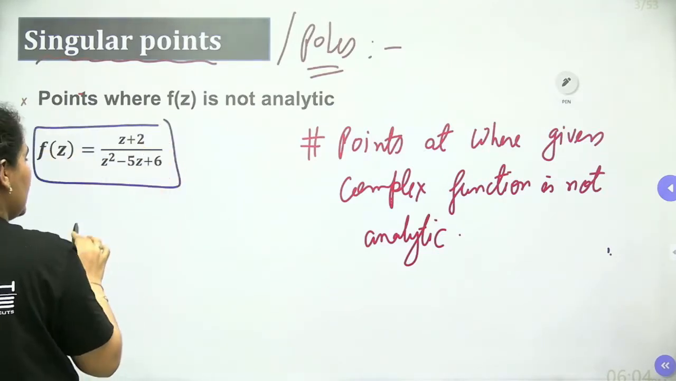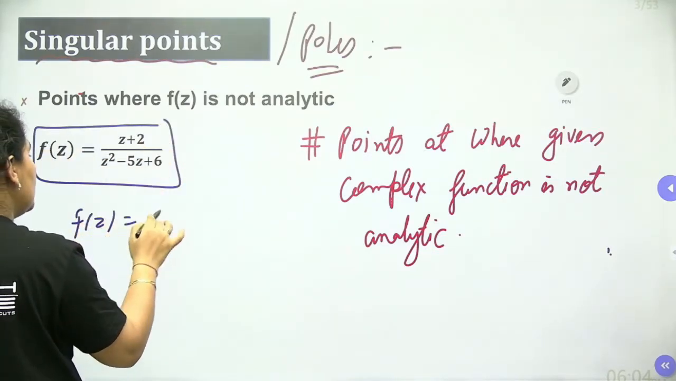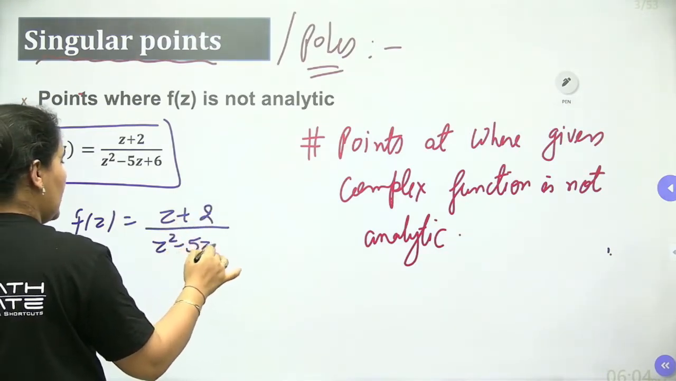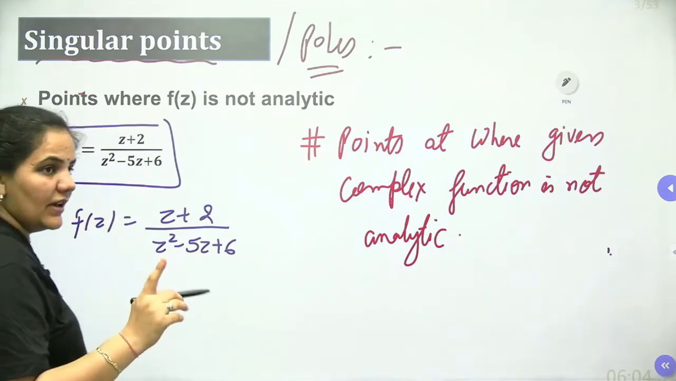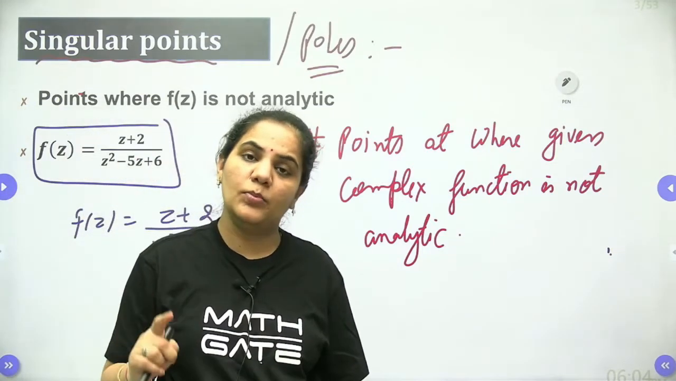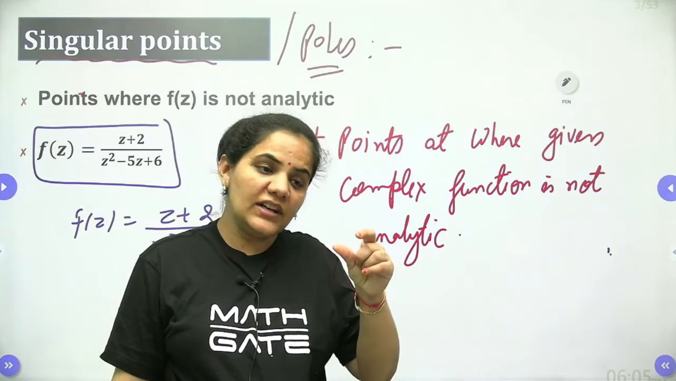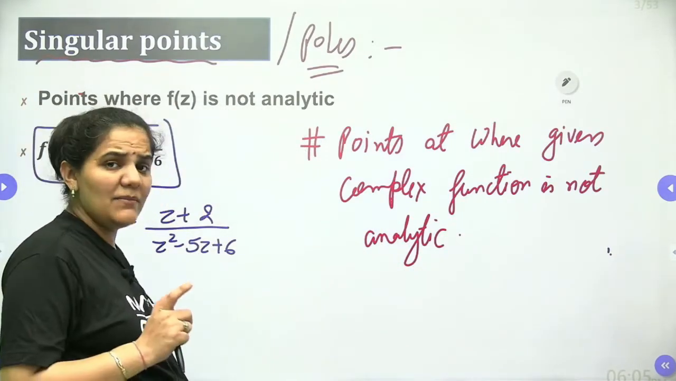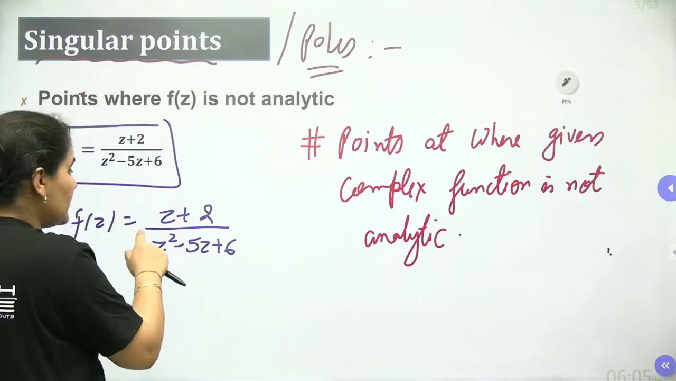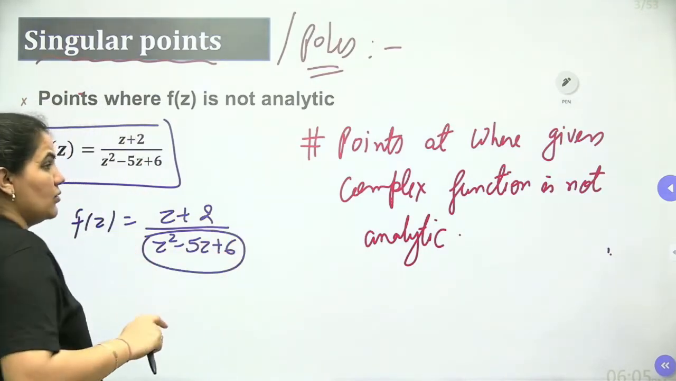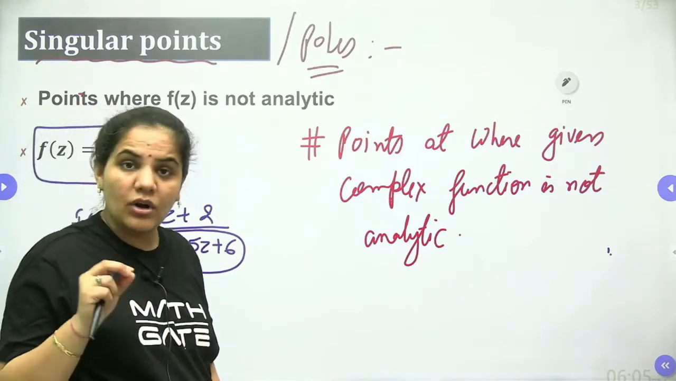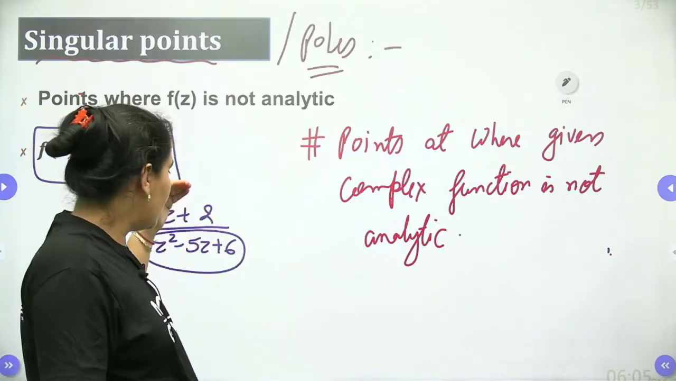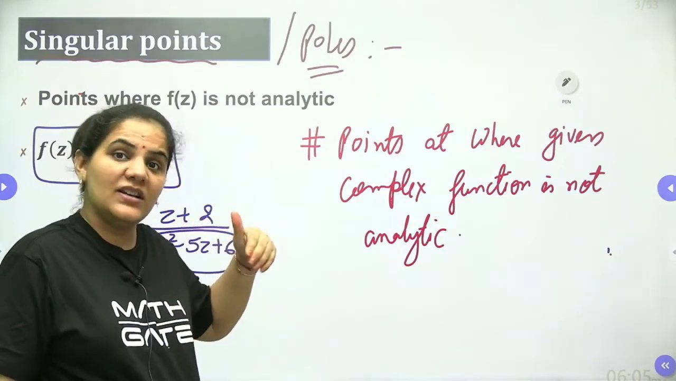Here I have f(z), right? If someone told me to find the singular points or poles here, then what I have to do is make the denominator equal to 0. You will always put the denominator equal to 0. Why am I putting the denominator equal to 0? Because when the denominator is equal to 0, dear students, the function will be 1 by 0, hence the function does not exist.